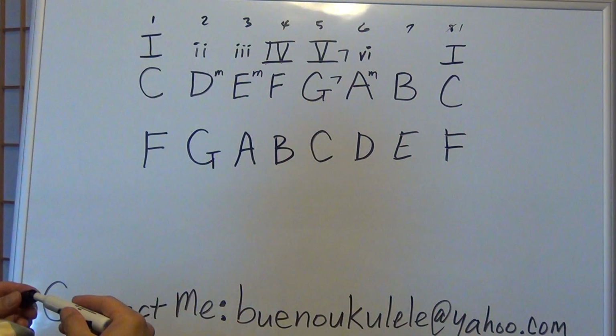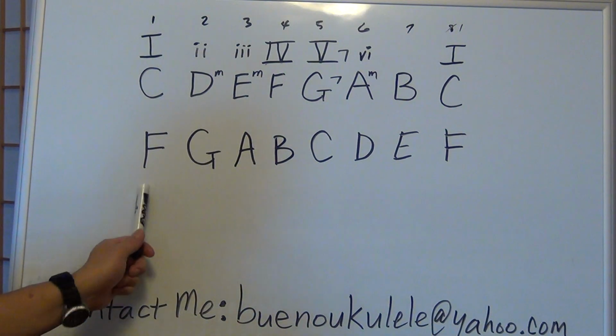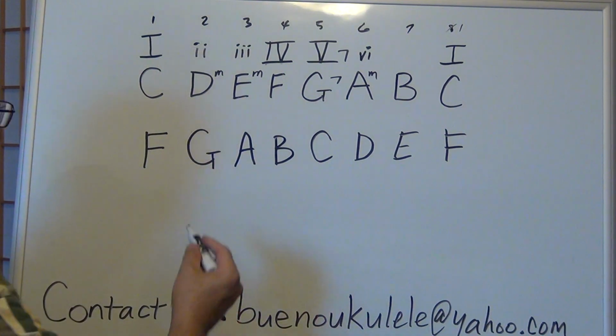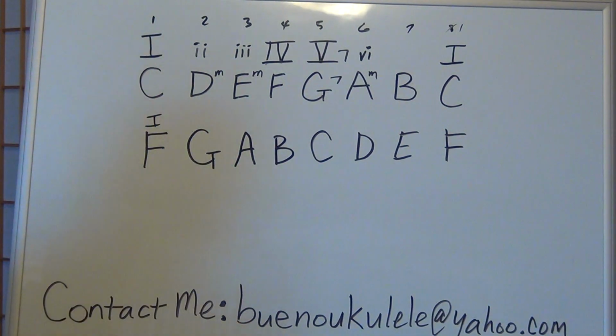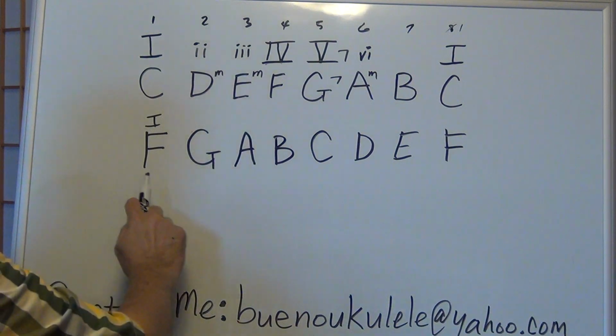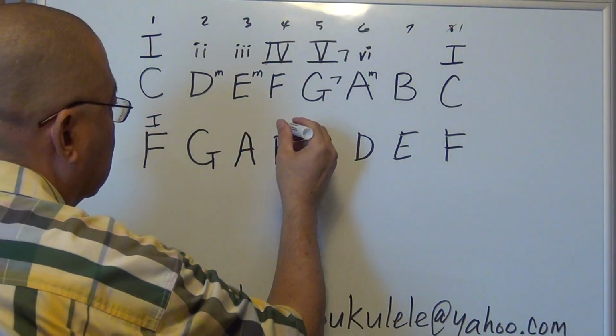Okay, so let's locate our chords. Where's our 1 chord? The 1 chord is always at the beginning, always the first chord. So there we go. That's our 1 chord right there. Where's our 4 chord? 4th letter. 1, 2, 3, 4. The 4 chord is going to be right over here.